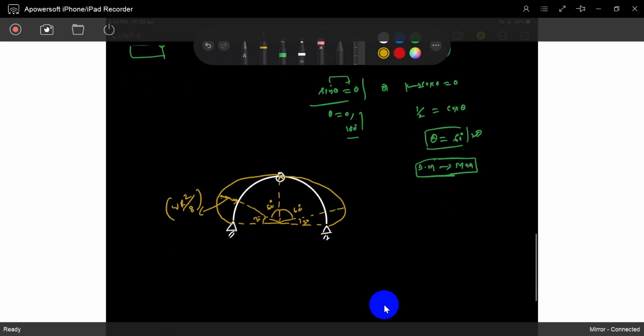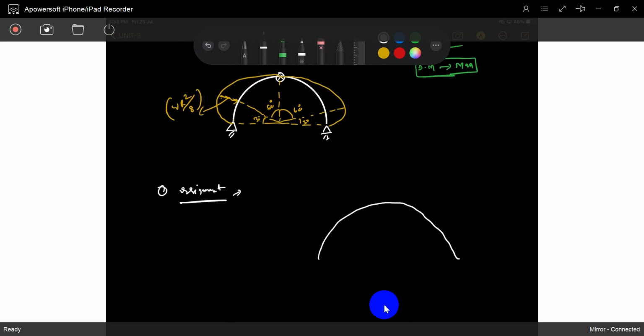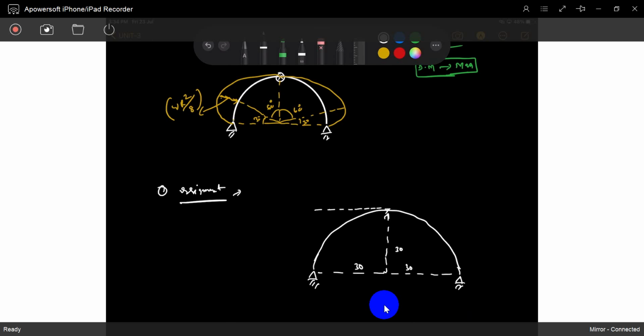So I will give one question as an assignment. This is a semicircular arch, no need to draw. The radius I will give is 30 meters. This is a load of intensity 10, and I will take a point load of 50 kilonewtons acting at 60 degrees from the basement. Okay, so this is the assignment.